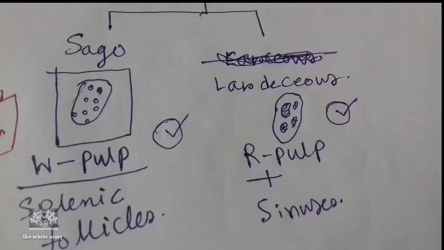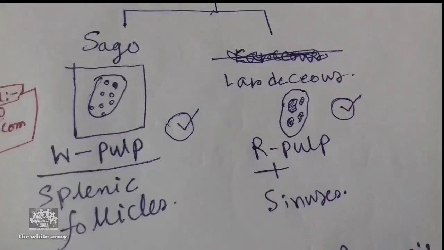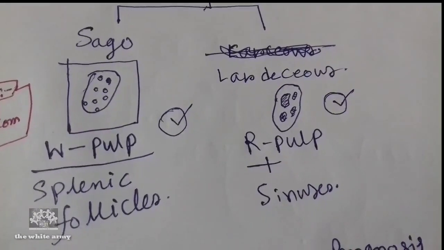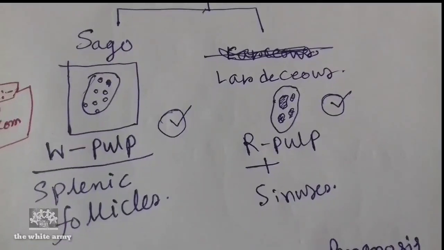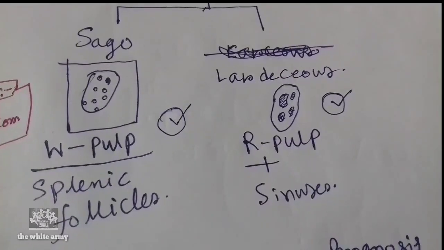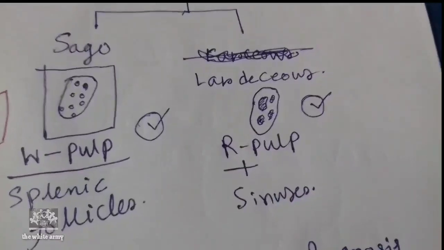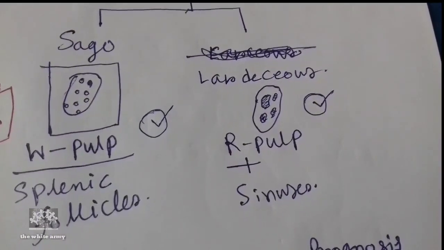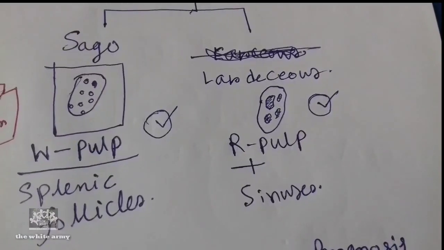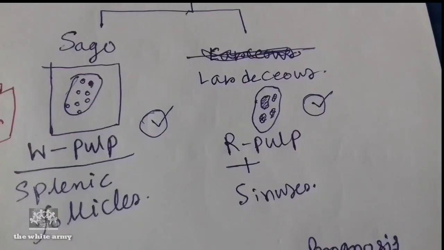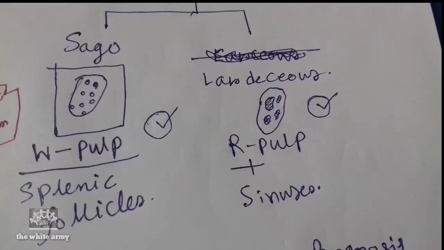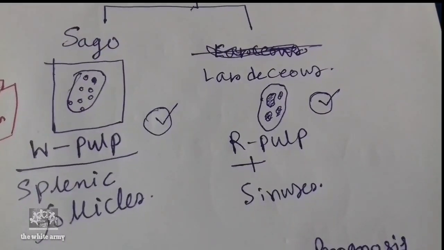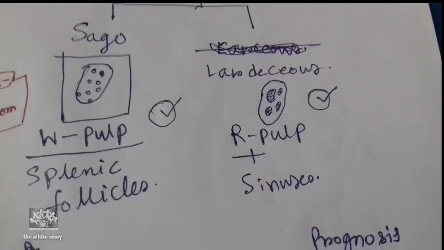The sago spleen is due to amyloid deposition in the white pulp, that is the splenic follicles of the spleen. It looks like there are tapioca-like granules in the cross section. And in case of lardaceous spleen, there is involvement of the red pulp and the sinuses in the spleen, that leads to lardaceous spleen formation. In cross section we can see larger areas of amyloid deposition.